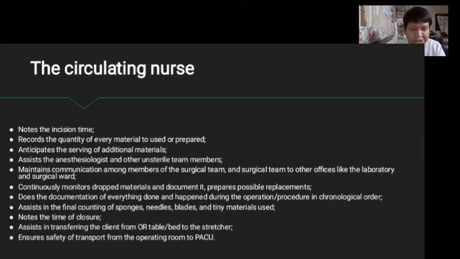But it is in chronological order. Then assist in counting the sponges, needles, and blades, because the circulating nurse should know that too. You and your partner, the scrub nurse, can remind each other in case one forgets. And then note the time of the closure also, and assist in transferring the client from the OR to the PACU, the post-operative area, because the patient will feel pain after a few hours once the effect of the anesthesia wears off.